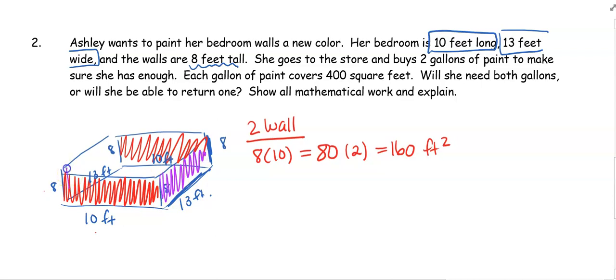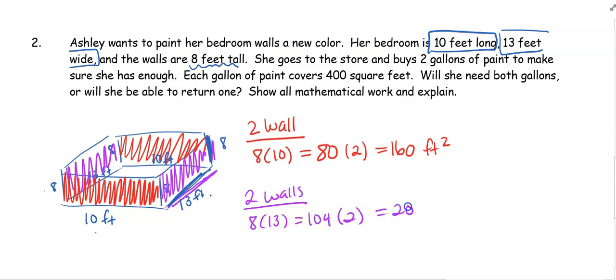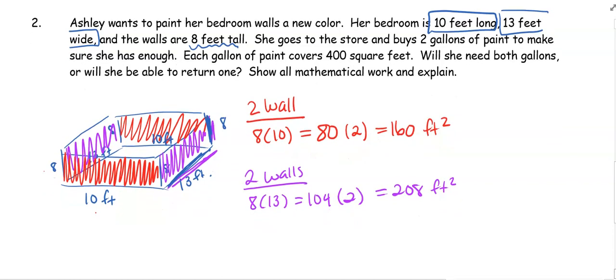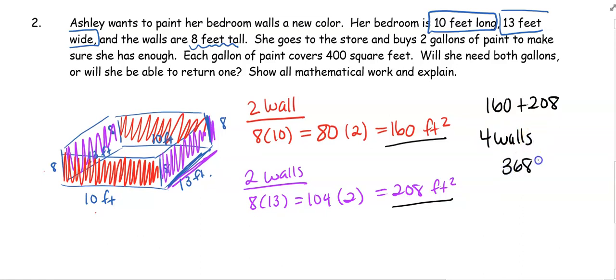This wall on the right and this wall on the left, you notice both of those walls are 8 by 13. So I do 8 times 13 to get 104, but I have 2 of those, which gives me 208 feet squared. So if Ashley's going to be painting this bedroom, she's got 160 from 2 walls, 208 from another walls. In the end, all 4 walls are going to be 368 feet squared. That's how much square footage she has to account for.